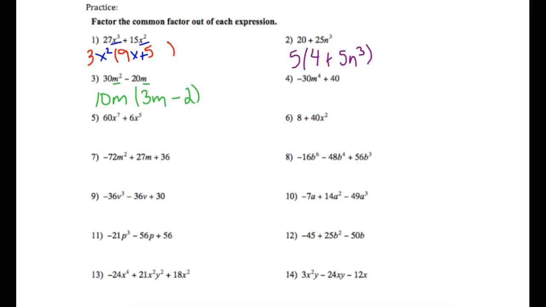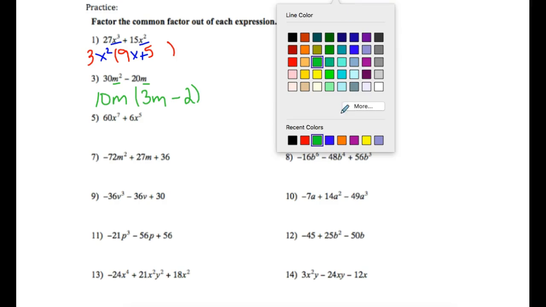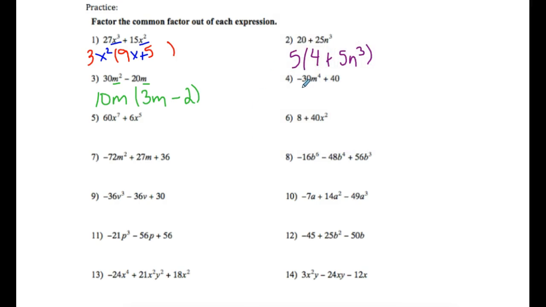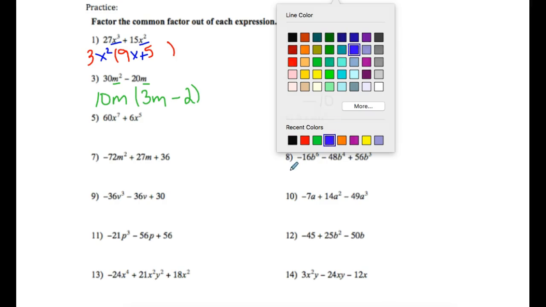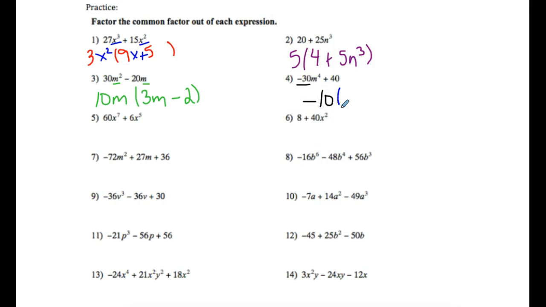Number 4 brings up a good point. I personally, and most mathematicians, would take the negative out. If the first number in the list is negative, that means I'm taking out a negative. 30 and 40 both also have 10 in common. So if I do negative 30 divided by negative 10, a negative divided by a negative is a positive, and I'm still going to have 4 m's because I didn't take any out. 40 divided by negative 10 is negative 4.